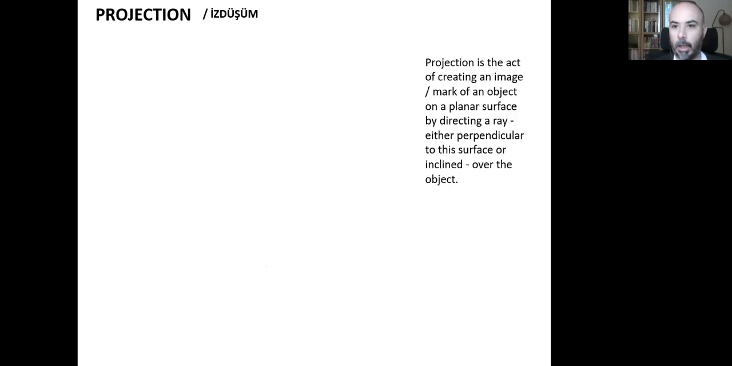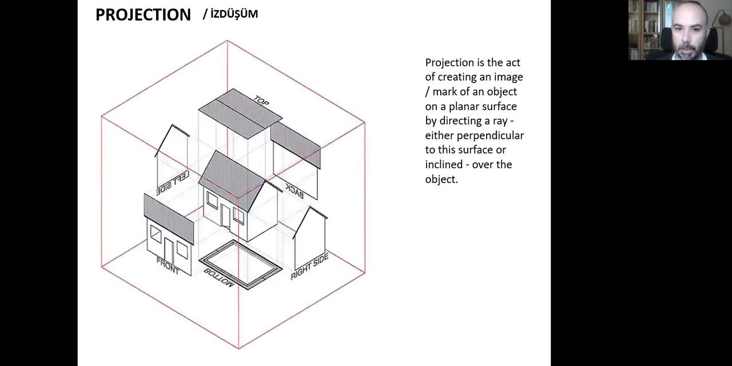Here we need to talk about the notion of projection. In Turkish, we call it izdüşüm. Projection is the art of creating an image, we can say a mark, of an object on a planar surface by directing a ray. This ray can be a perpendicular ray or it can be inclined over the object so that we will get an image of that object on a planar surface, on a projection surface.